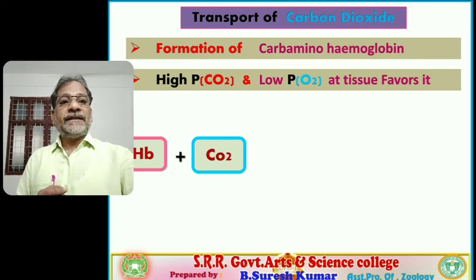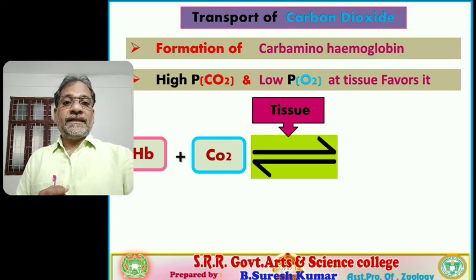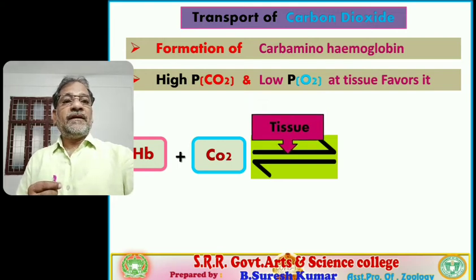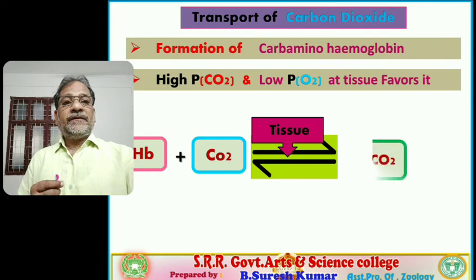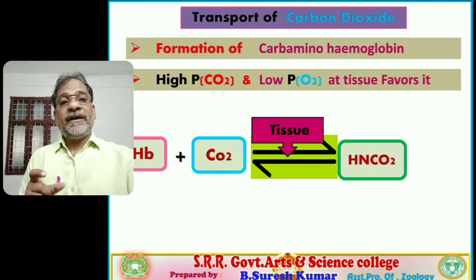So the carbon dioxide binds with any free amino acid of the hemoglobin molecule at the tissue and produces HNCO2, otherwise NHCO2. It is called carbaminohemoglobin.